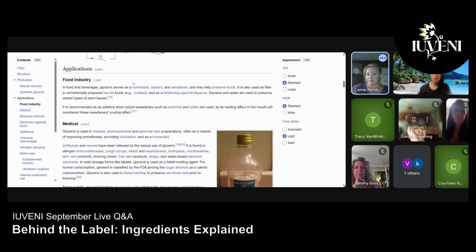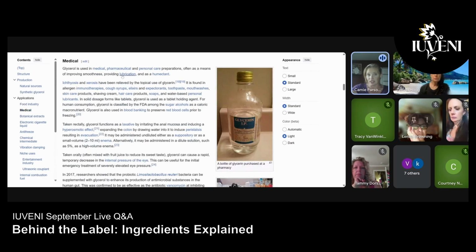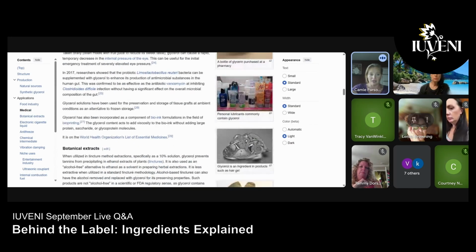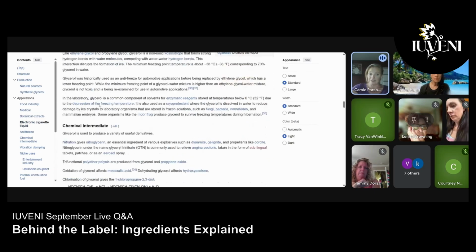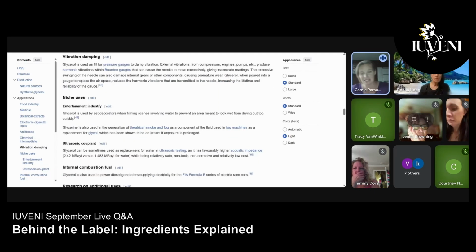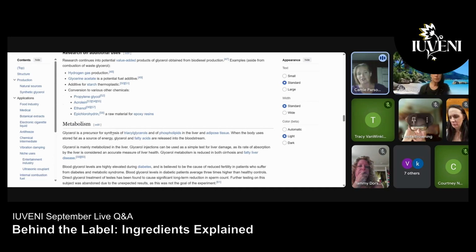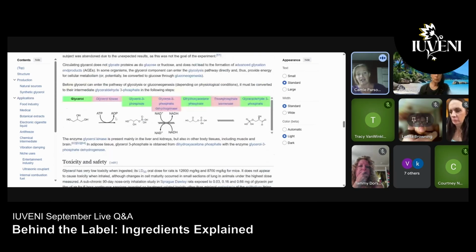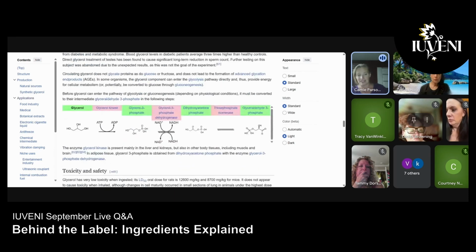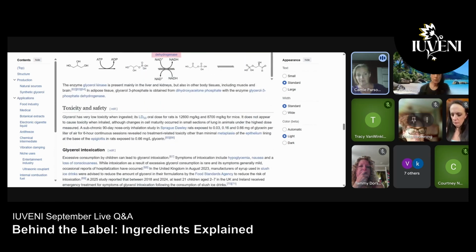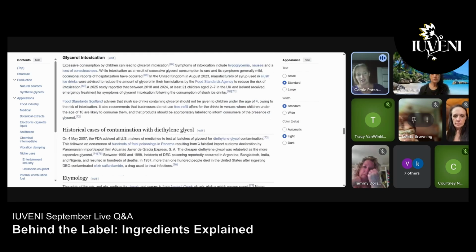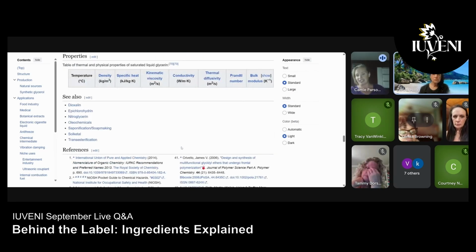Food industry: humectant, solvent, sweetener, preserves food. Medical: you use it in pharmaceutical, personal care, antifreeze. Okay, this is in my favorite lotion. Does that mean it's antifreeze? No. There's a whole bunch of things that it does. So just go down and look, and yes, it is part of your metabolic cycle. Is it safe? Very low toxicity. You can eat a whole bunch of it and you're going to be fine. These are the things that it does.